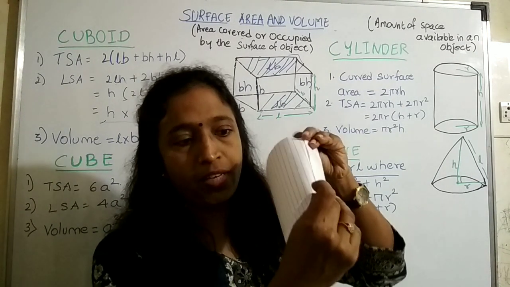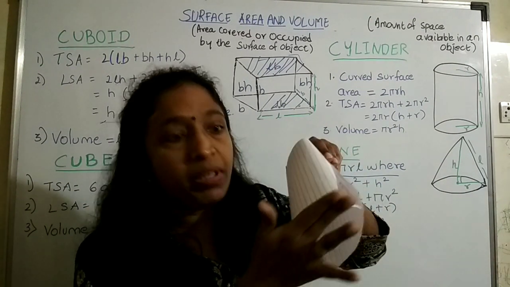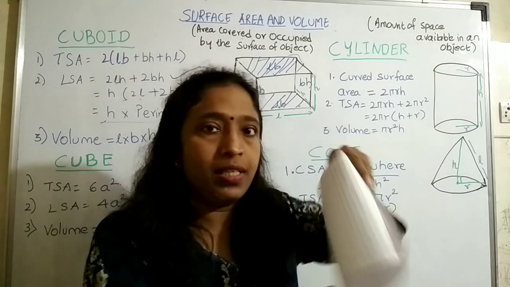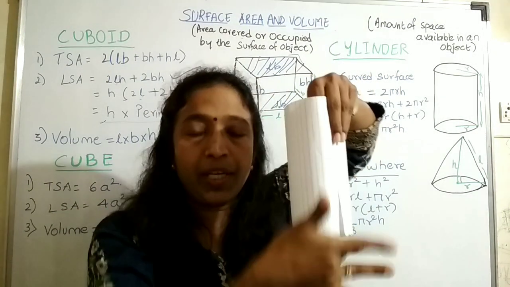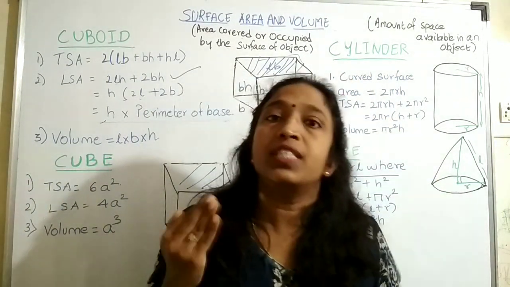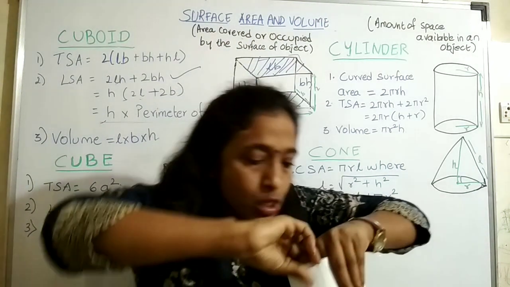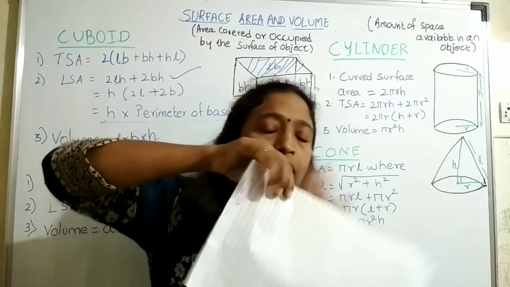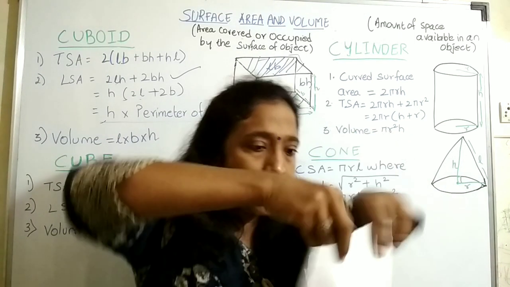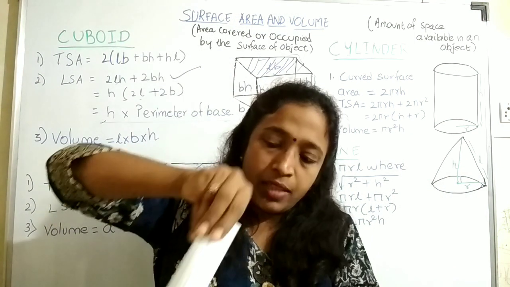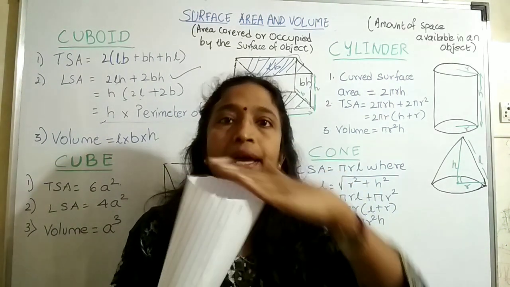Now in this cylinder, students, we can find that this is nothing but the circumference of the cylinder and this is the height of the cylinder. We all know that the circumference of a circle is 2 pi r. So this is 2 pi r and this is h. When I fold along the length, you have seen this forms the CSA, this is 2 pi r and this is h.